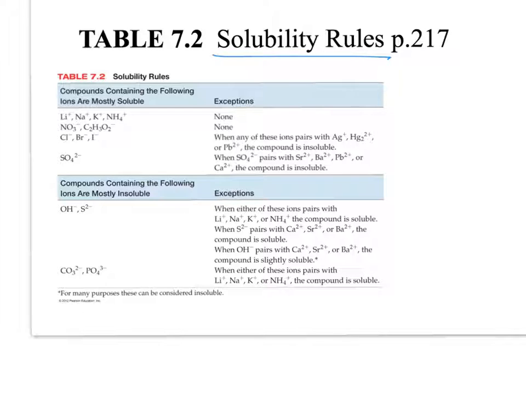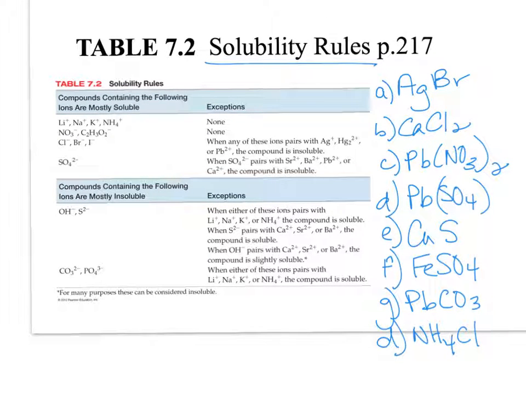So let me show you how to use the solubility table to decide if something is soluble or insoluble. Let's look at some examples of ionic compounds and see if we can identify whether they are soluble or insoluble based on the ions that they contain. Our first example is silver bromide. So we have silver as our positive ion and bromine as our negative ion. The first thing I want to do is see if either the silver or the bromine is found in either of these soluble or insoluble groups.